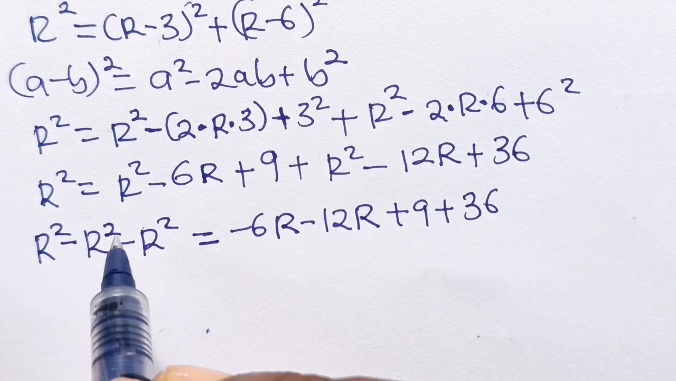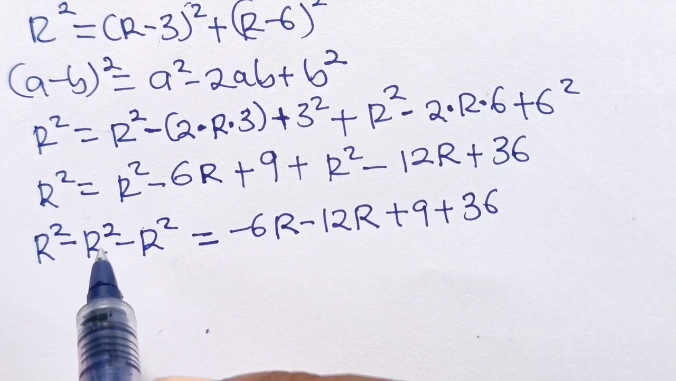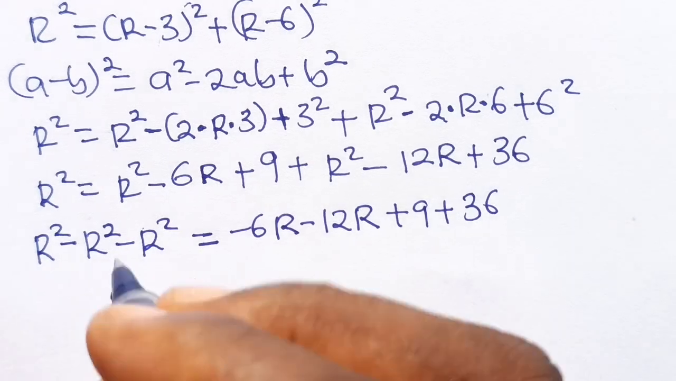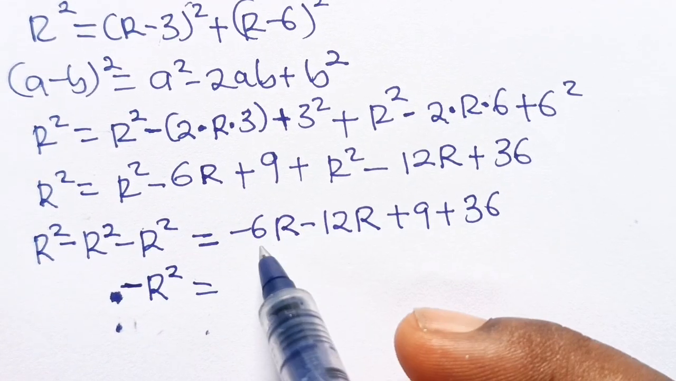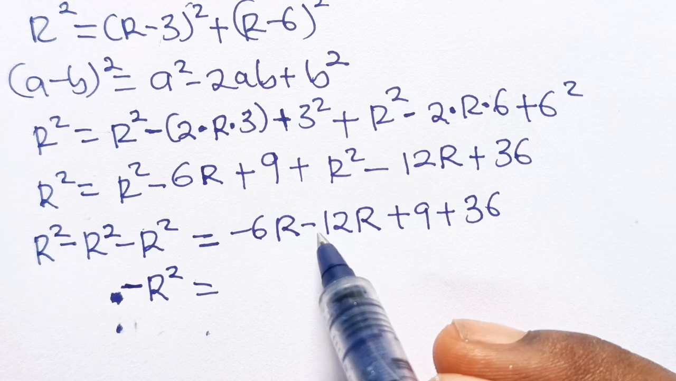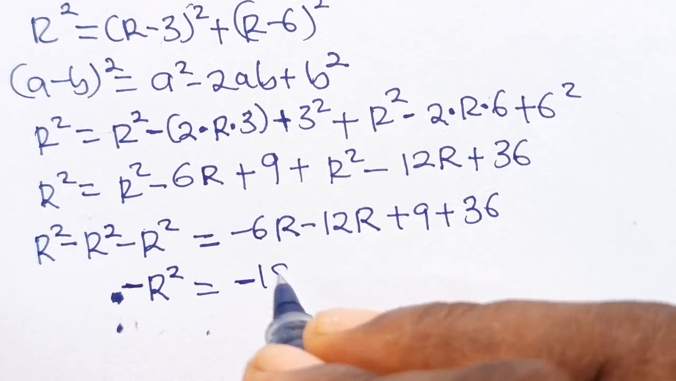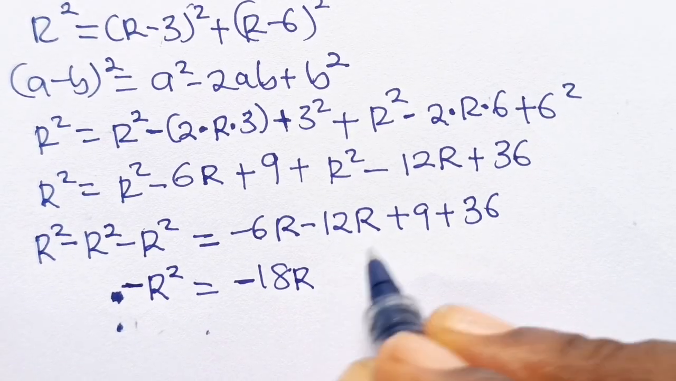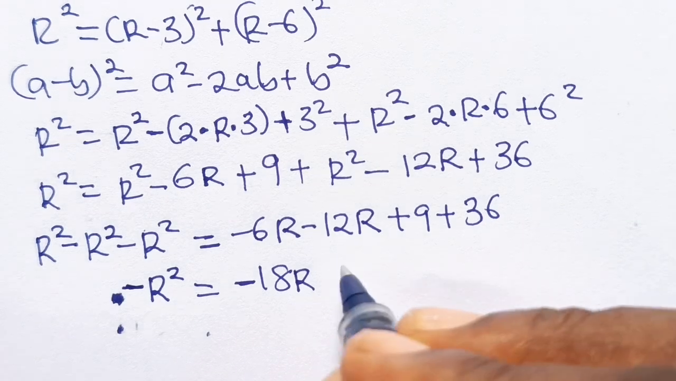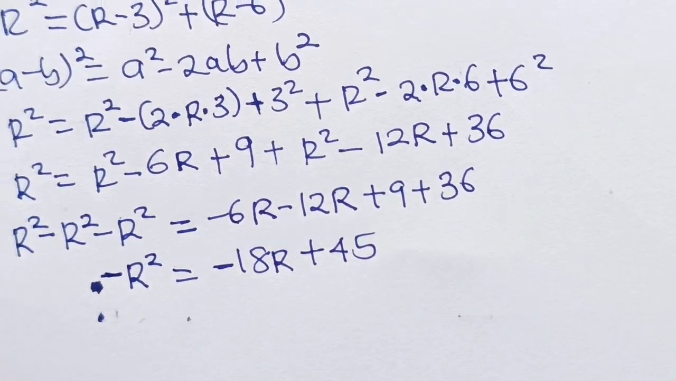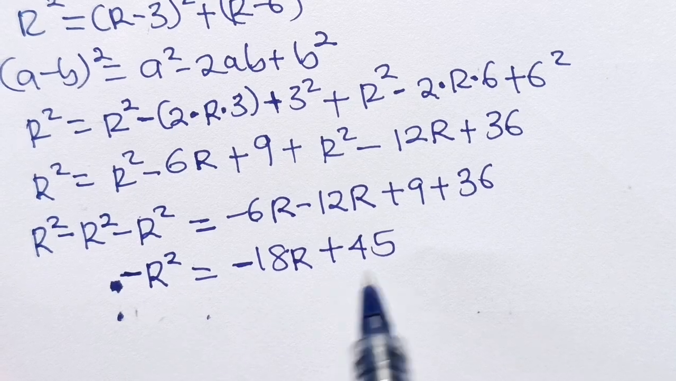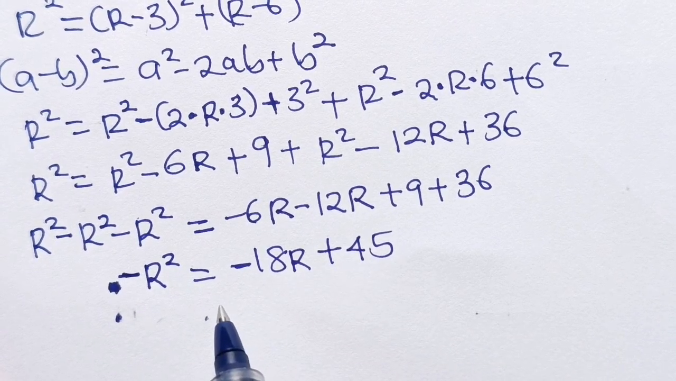Now r squared minus r squared will give us 0, and 0 minus r squared will leave us with only minus r squared, is equal to minus 6r minus 12r, which will give us minus 18r. Then 9 plus 36 will give us plus 45. Now notice that we just formed a quadratic equation.